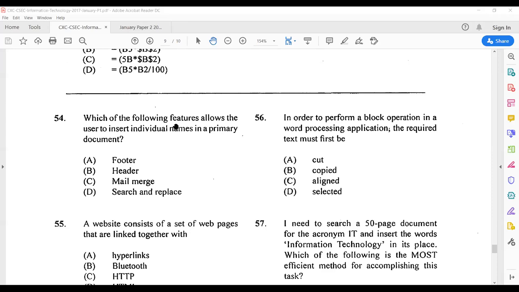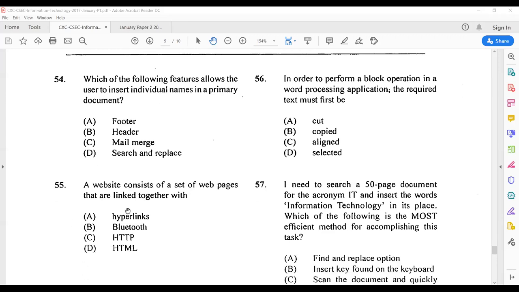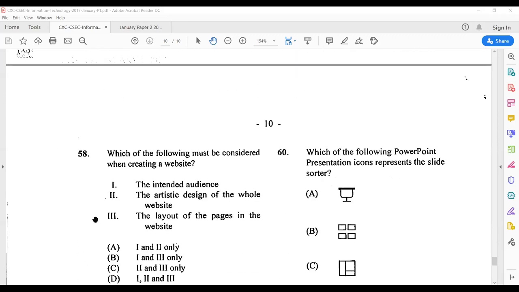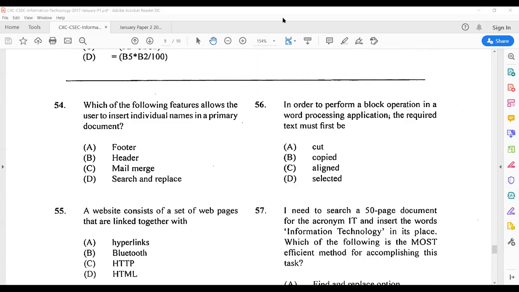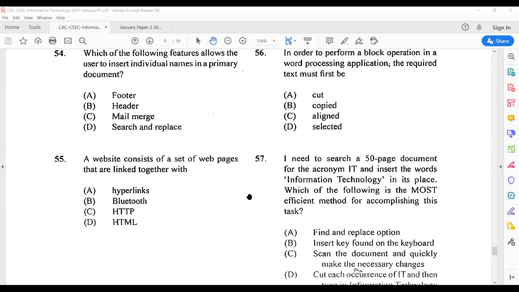Now, what we're going to do, I want you all for homework to attempt 55 to 60. Okay. These past papers, well, first of all, everyone has access to this past paper.